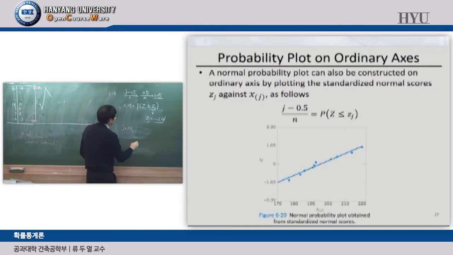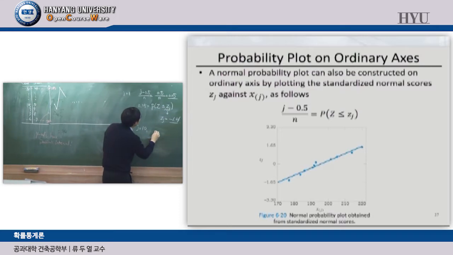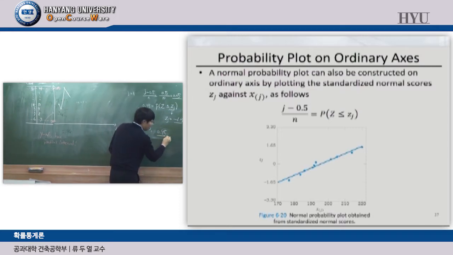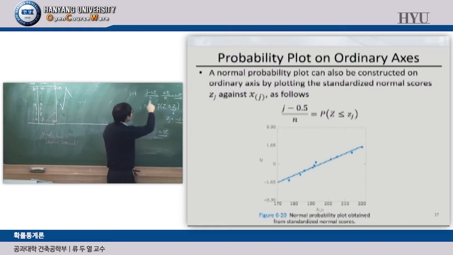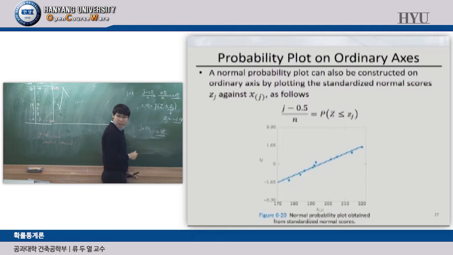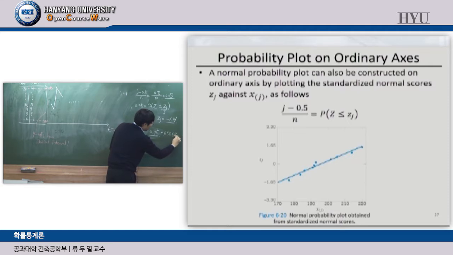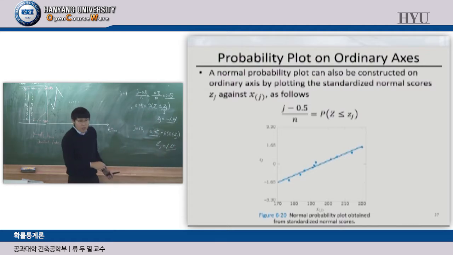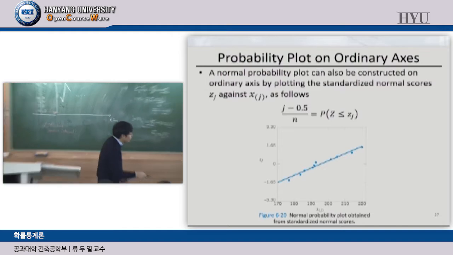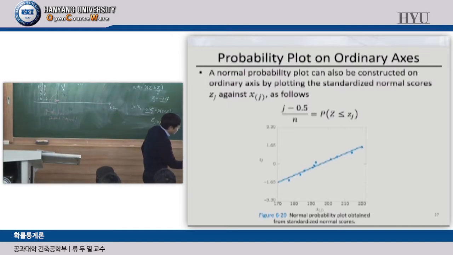And if j is equal to 10, this is equal to 0.95, right? Because 10 minus 0.5 over 10 is equal to 0.95. And also, if we use the appendix table, the Zj is equal to 1.65. Okay? So for x10 here, Zj is very close to the value of 1.65.